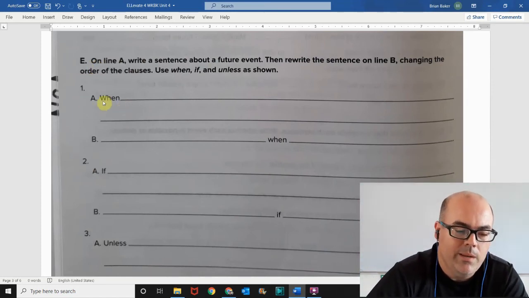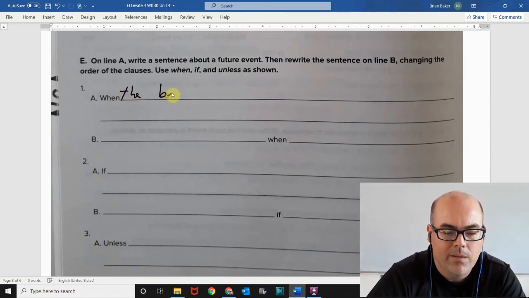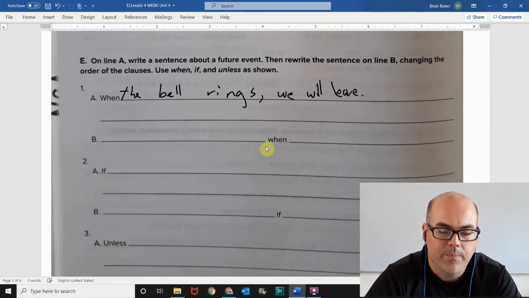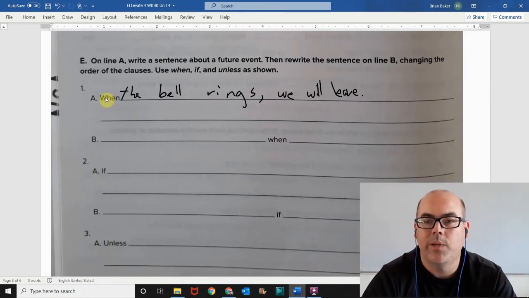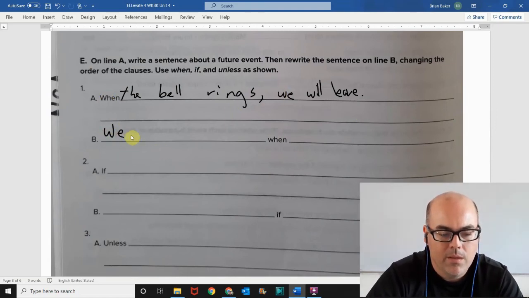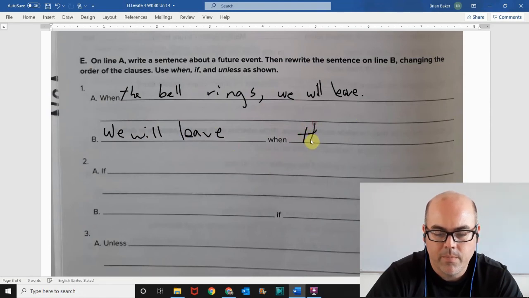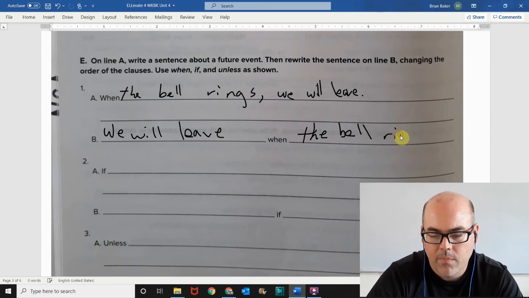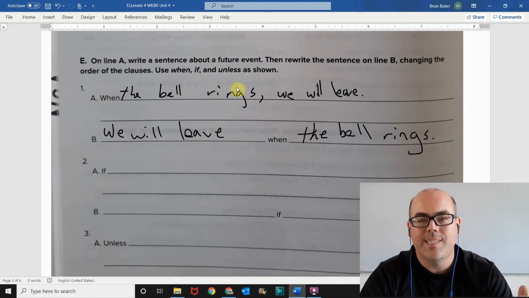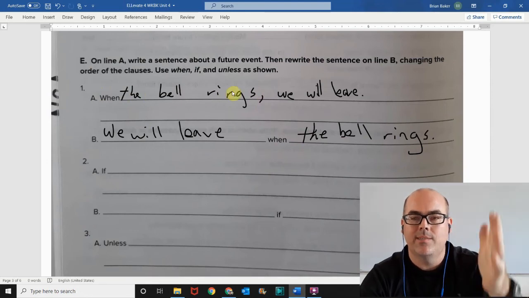So number one, when the bell rings, comma, we will leave. All right, so when the bell rings, we will leave. So now we need to change it. So this part goes here. We will leave when the bell rings. All right, so when you start with your if or when, you always need a comma. That's the only time. So when the bell rings, comma.